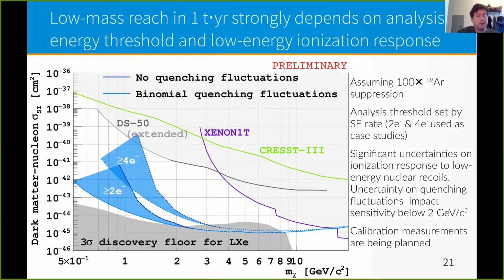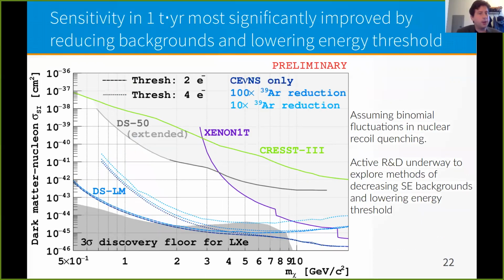You can see the two extremes that we get here, with more conservative results predicted by the no-quenching-fluctuations model. You can see that there is a big difference here. And so we're planning calibration measurements to explore what actually is the appropriate model to be using here. This mostly matters below 2 GeV WIMP masses. You can also see that there's very significant dependence of our sensitivity on the threshold that we use and on the total argon-39 background rate we have.